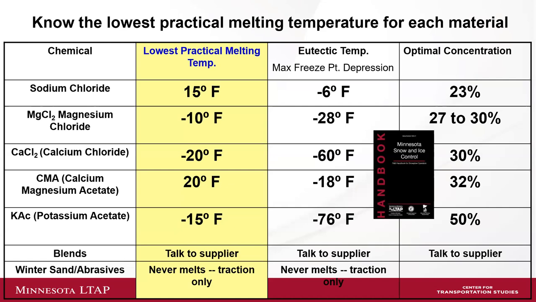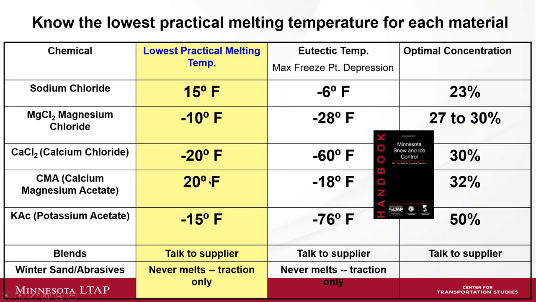the practical melting temperature. So again, sodium chloride, the lowest practical melting temp is about 15 degrees. Some agencies say 20, but 15 is pretty common. Magnesium chloride, that's usually a kind of a range, but the very lowest practical melting temperature is usually considered about 10 degrees below zero. And calcium is a -20.